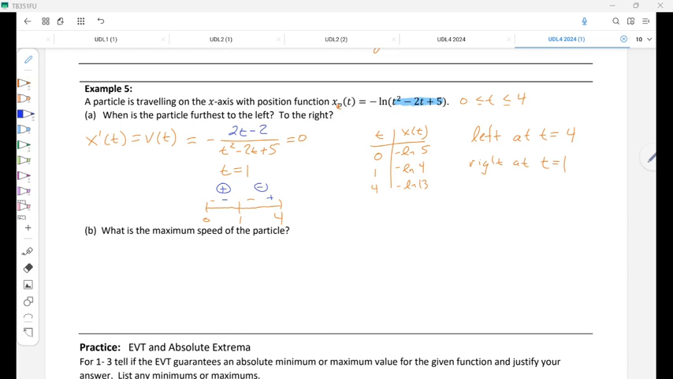So if I want the maximum speed, I need to find the critical values of what function? Careful. But answer my question. You're right, but I need to find the critical values of what function? X double prime of t, right? I've got to find the critical values of the velocity. Because the velocity can only hit a minimum or maximum, a relative min or maximum, at a critical value. I want to know when that velocity hits a critical value.